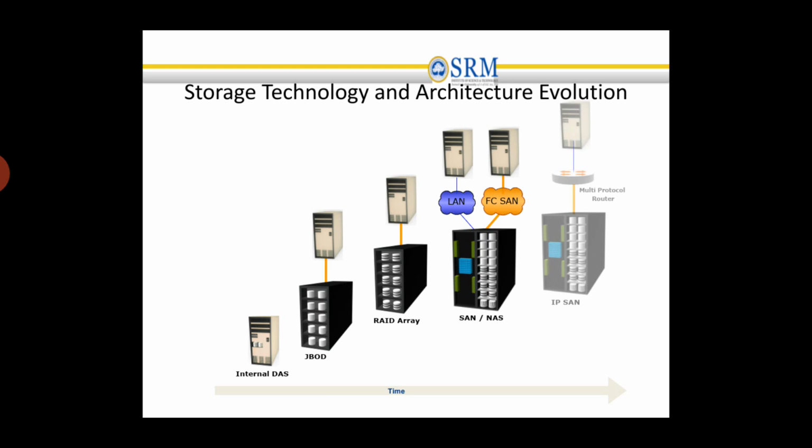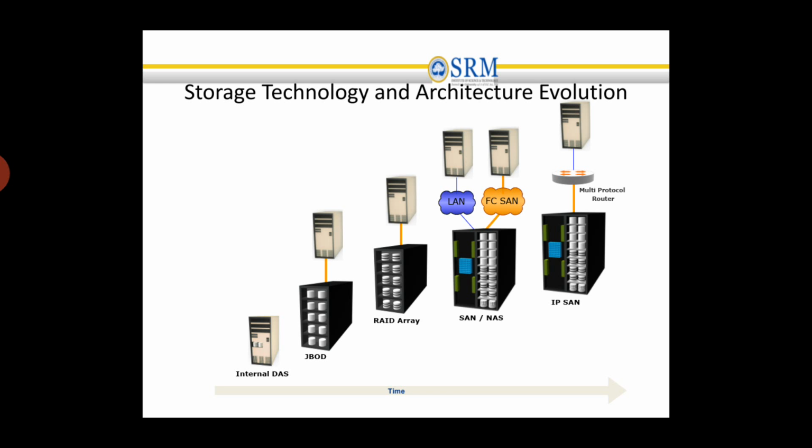Initially we have internal DAS, that is direct attached storage. You can directly attach your storage device to your system. The next level was improved as JBOD, which is called just a bunch of disks. So you can have the data in different disks, and you can have the segmentation in your server. And the next level is called a RAID array, redundant array of inexpensive disks.